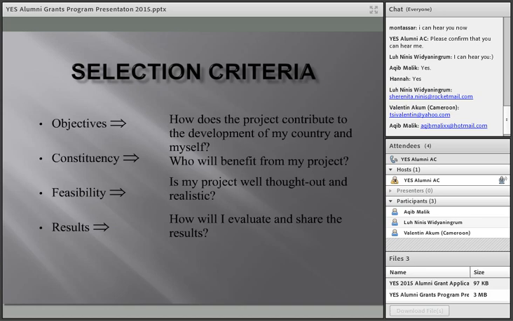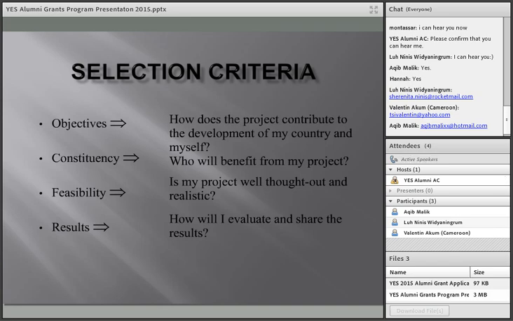Okay, so how do we select projects? How do we say, okay, this project is worthy? What is the criteria? We look at the objectives and say, is the project contributing to the development of the alumni's country, also contributing to his development? We look at that constituency or target audience. Who's going to benefit from the project? Is it just a few people? Is it a larger group of people? That target audience, are these people in need of that project?